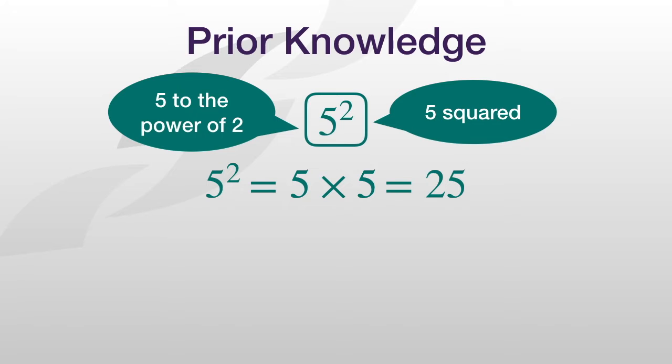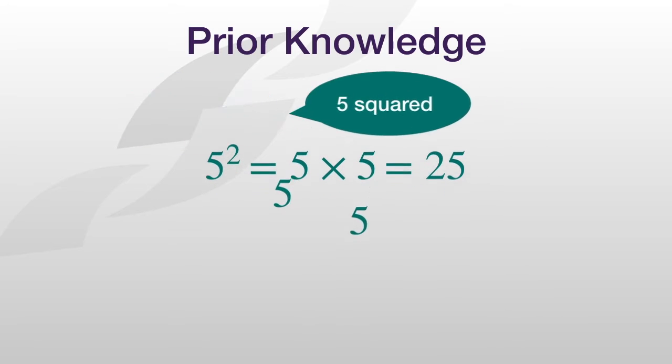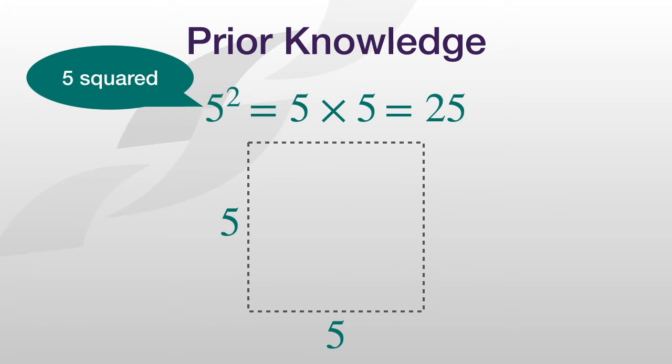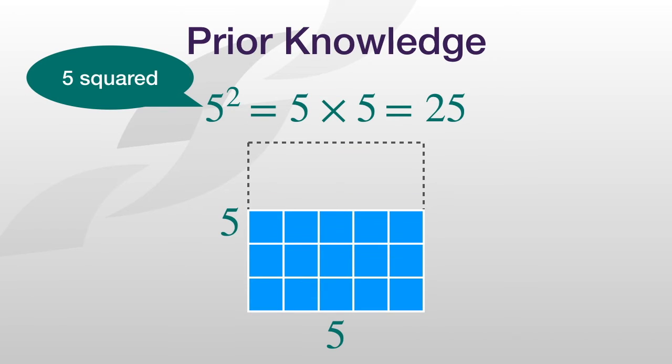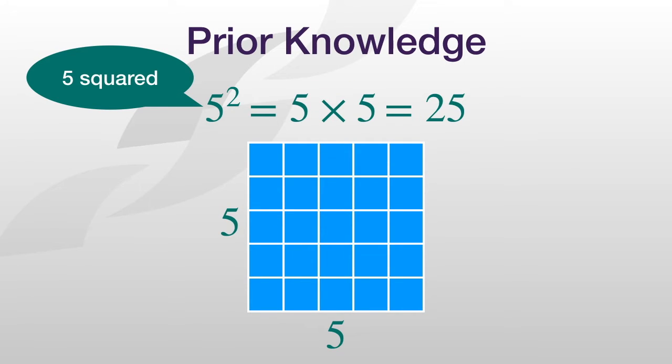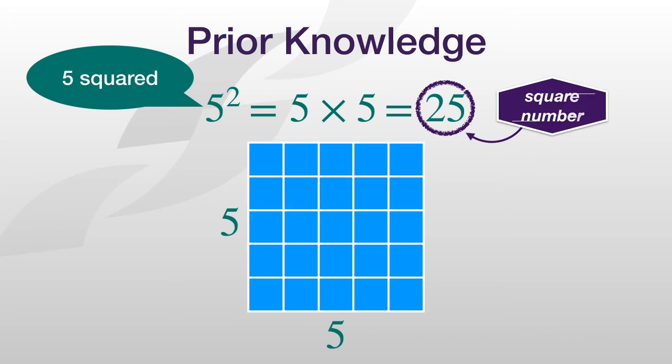We could look at the factors of 5 and 5 as side lengths of a square. The area of this square is 5 rows of 5 to make up the 25. Because the 25 squares can be arranged in the shape of a square, it is called a square number. It is also why we call anything to the power of 2 squared.